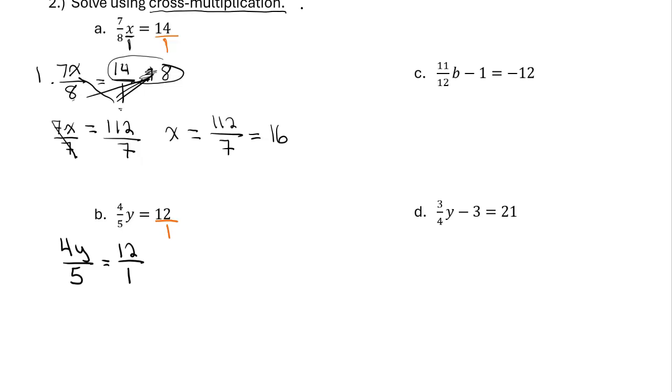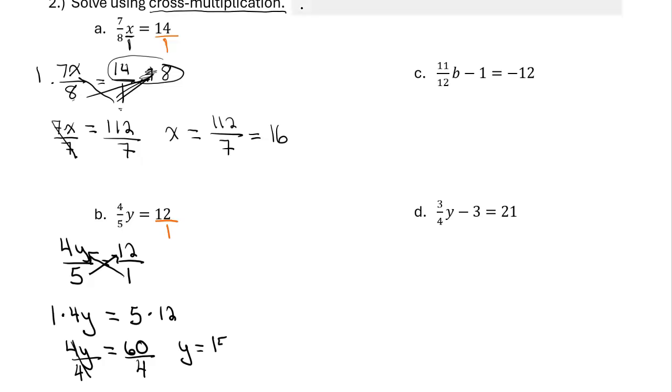All right, I'm going to show an intermittent step. I'm doing 1 times 4y. That's the first thing. So 1 times 4y equals 5 times 12. Well, that becomes 4y equals 60. And now I need to divide by 4, and I get that y equals 15. And that is my final answer.